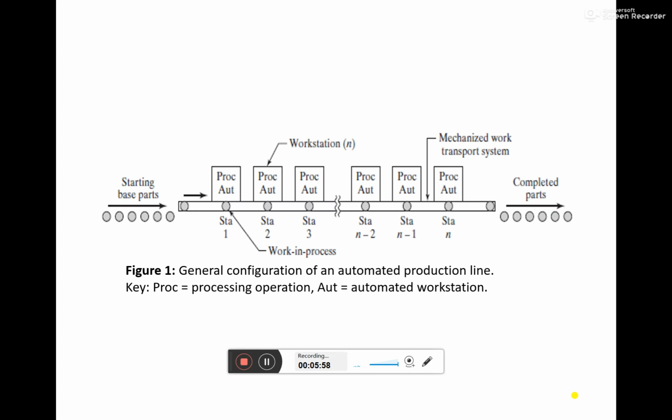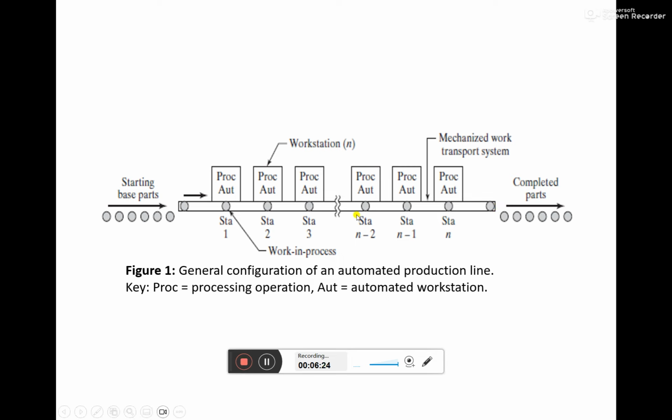This is one of the typically used inline automated production lines. Observe this diagram. This figure shows the general configuration of an automated production line.